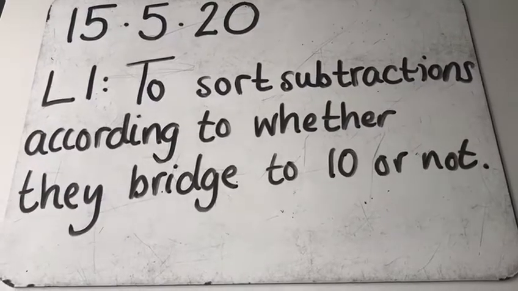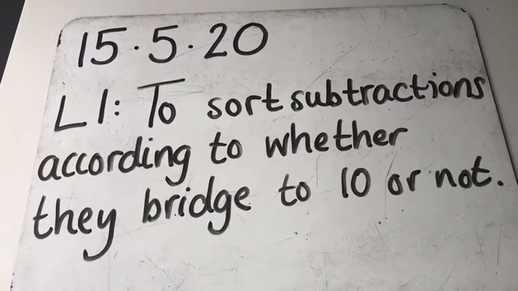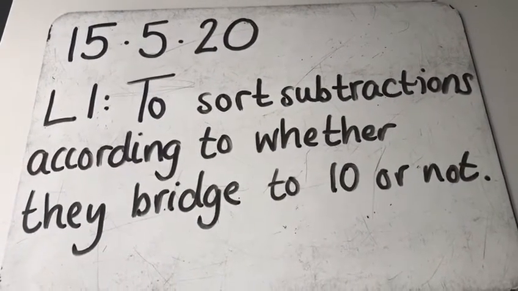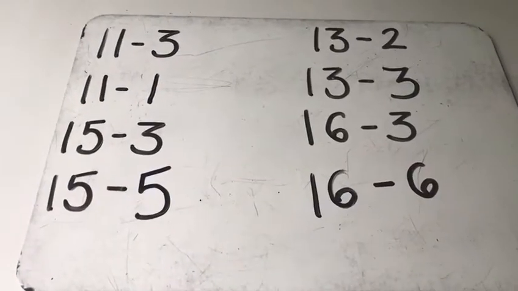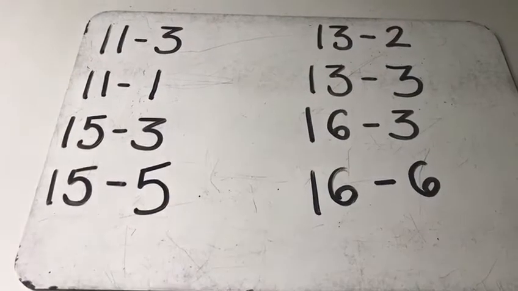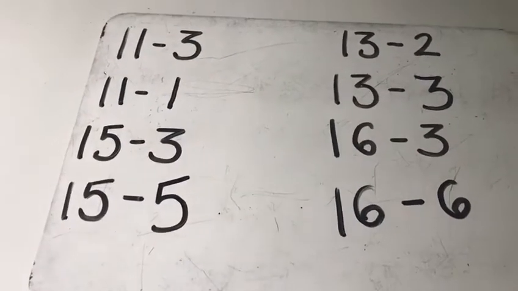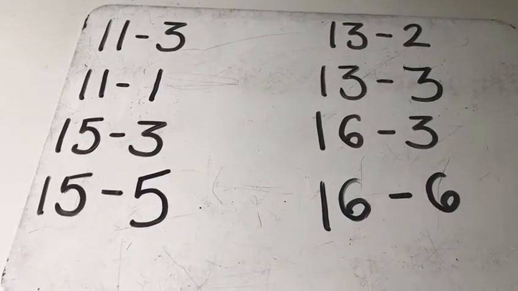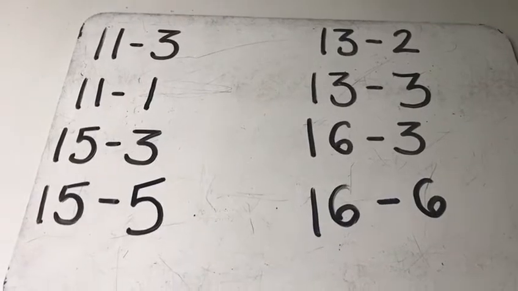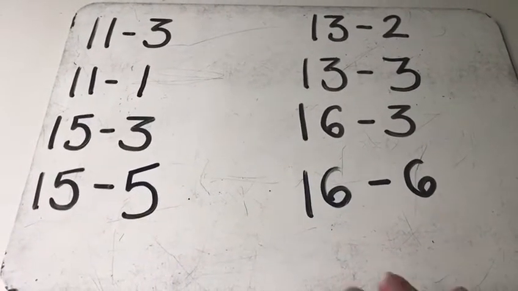Today in maths we are going to be using all the things we have learned about bridging 10, and we will be sorting subtractions according to whether they bridge 10 or not. Year 1, I've got 8 sums written down for you, and today we are going to be sorting these sums into questions that can bridge to 10 and questions where you cannot bridge to 10, where the answer is either more or less than 10. So really using the skills we've learnt this week to help us with these questions.